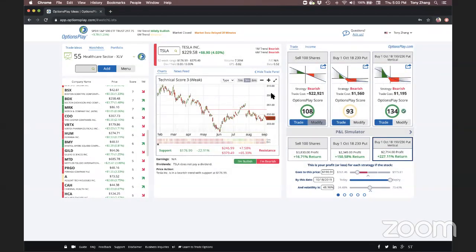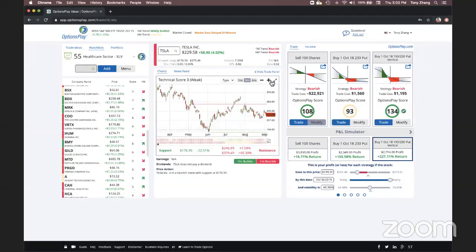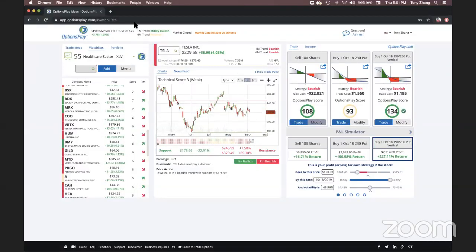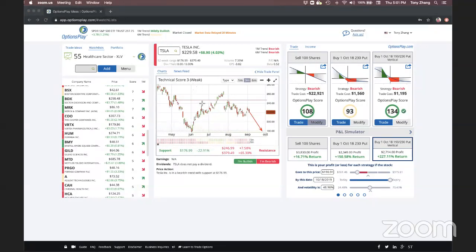Tesla, Gilbert's asking for Tesla. This is one of the stocks that, for me, I don't love trading, but this does make big moves. Technical score of 3, 1 month and 6 month trend is bearish. So this is a classic bearish trade. From my perspective, I'd be looking for a move to the downside to around this 180 level or so to the downside.